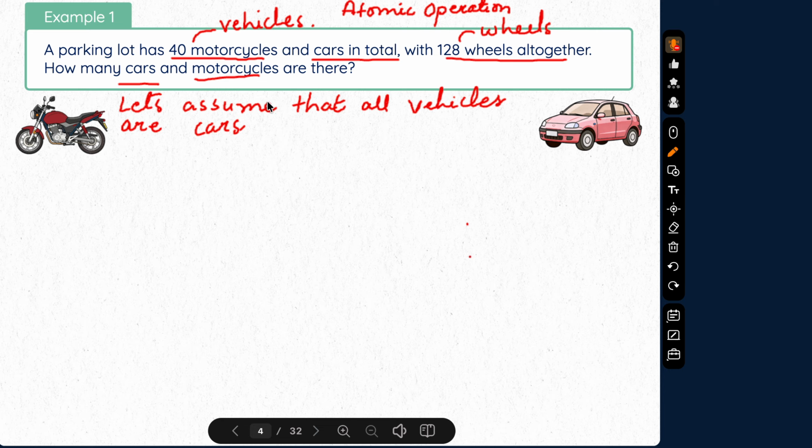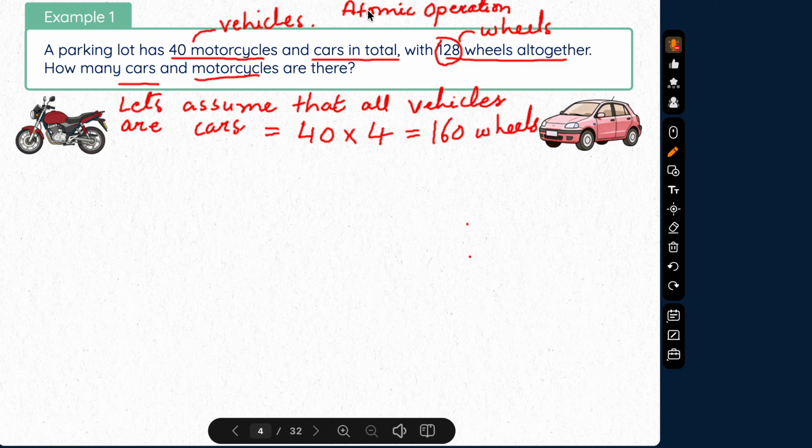In that case, how many wheels are supposed to be there? 128, that's what the question is saying. But if I say that all of them are cars, we'll have 40 cars and every car will have four wheels, right? So the total number of wheels would be 160 wheels.